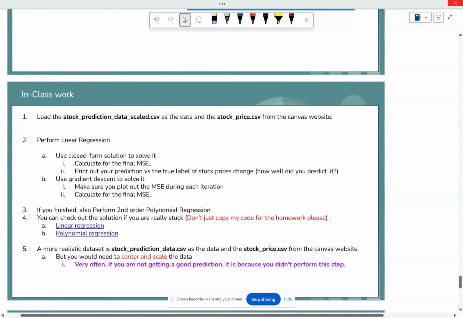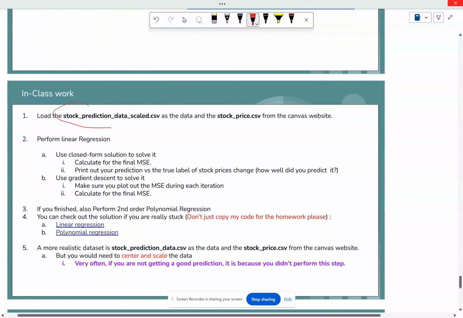All right. So in class work, go to your class data. You should be able to find the stock prediction data and the prices. So this is the data you have, and this is the stock prices you're trying to predict. Okay, and you want to essentially perform a linear regression and see if you can solve it with linear regression. So you want to solve it 2 ways. First, use closed form, and second, see if you can solve using gradient descent. Okay.